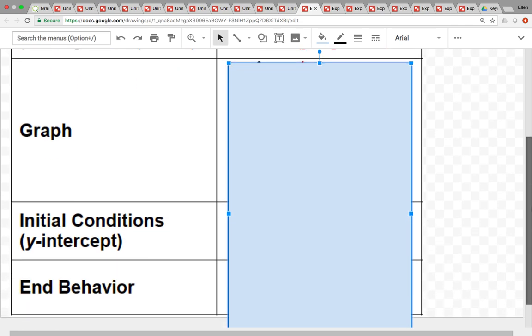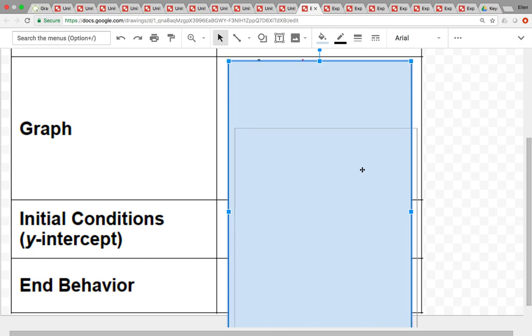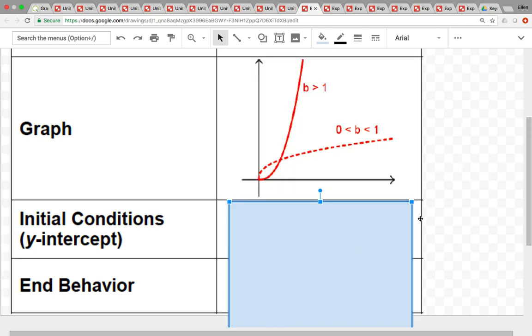Okay. Your graph for a growth power function can look like this. If B is greater than 1, it'll look like this, increasing very sharply like that. If it's a fraction or a decimal between 0 and 1, then it's going to be going like this.